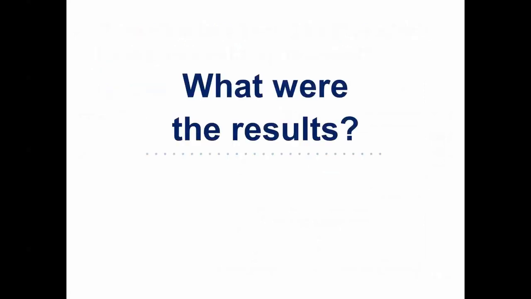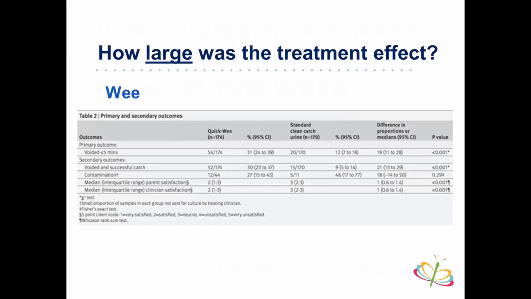What were the results? So I went through this table already. So why do these results matter to us? Looking at the primary outcome, 1/3 of patients that had the Quick-Wee method done successfully urinated, versus the standard clean catch, where 1 out of 10 infants urinated. So it's a difference there. In theory, you need to do the Quick-Wee method in 5 babies to prevent a catheterization, and that's the number needed to treat, essentially.